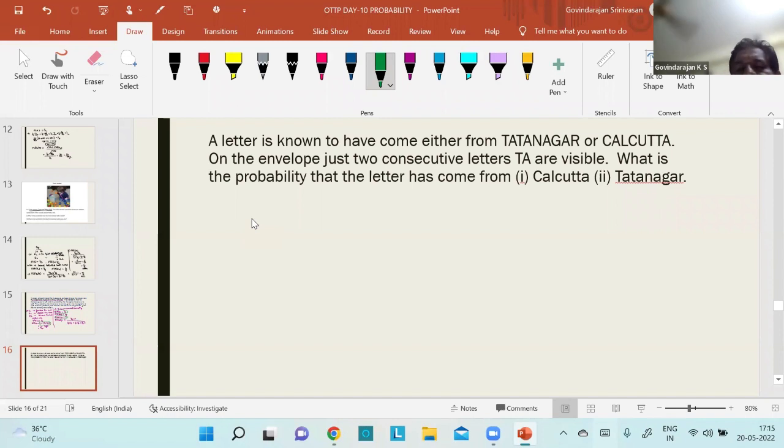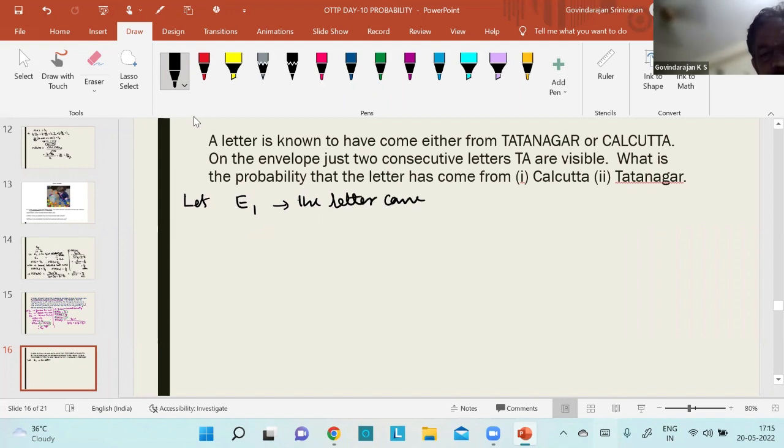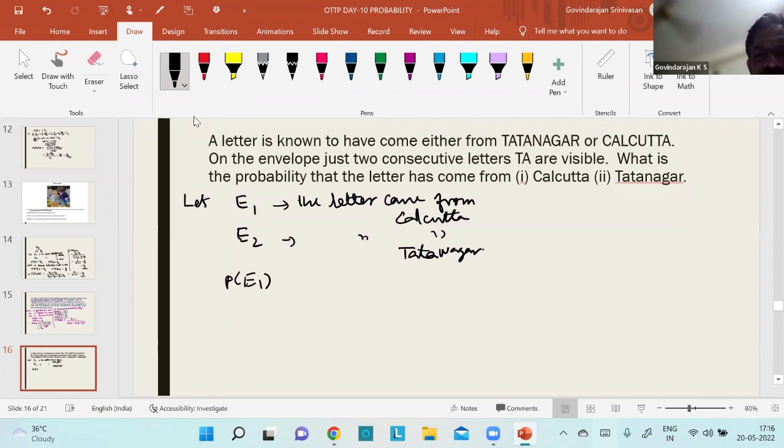Okay, so let us take the events as E1, E2. Let E1 be the letter came from Calcutta, and E2 be the letter came from Tatanagar. Therefore, what is the probability of E1? It is equal chances only, because TA is visible, which means we cannot guess that. So probability of E1 is equal to probability of E2, which is 1 by 2. It is either from Tatanagar or from Calcutta.